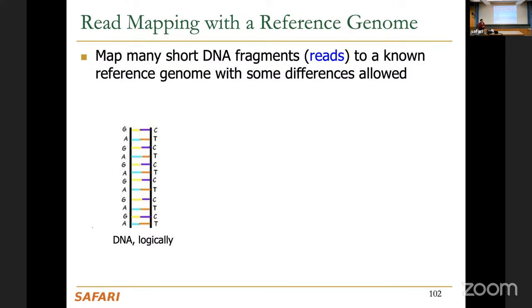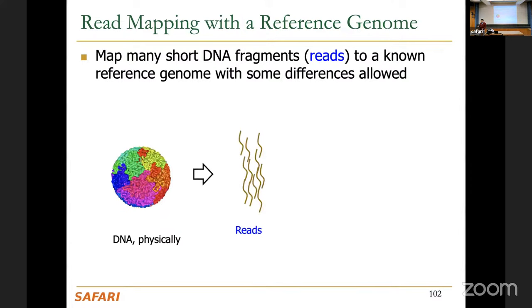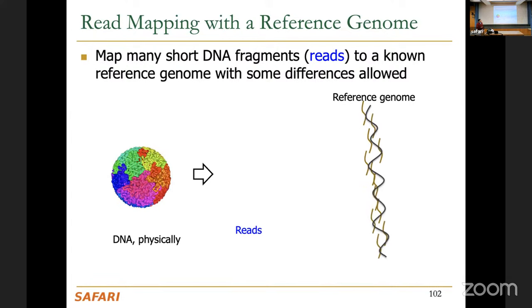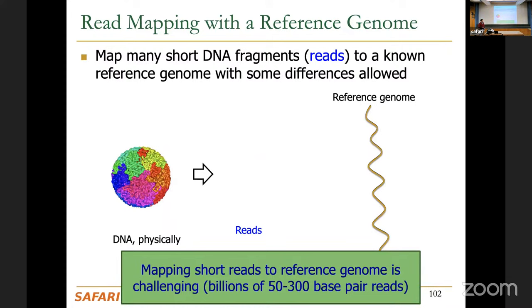So this is how DNA looks logically, and this is how it physically looks. And this is what is generated as an output from the DNA sequencing machine. What we want to do is figure out the order or the location of each read by looking at the reference genome, right? This is literally what we do in read mapping, so that we can figure out where each read belongs. And you can imagine the problem: mapping many short reads to a reference genome is extremely challenging because we have millions or billions of such reads, and we need to do it extremely quickly.